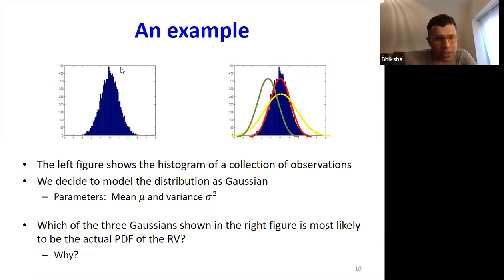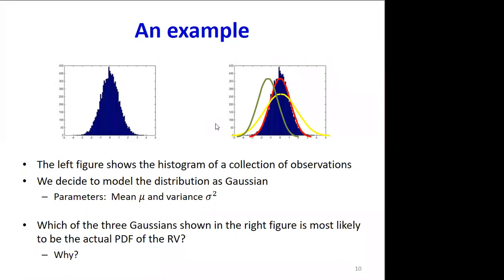Now, this distribution looks vaguely bell-shaped. If I were to decide that I'm going to model this distribution using a Gaussian, I have the choice of these 3 Gaussians, the yellow, the red, and the green. Which do you think best models this distribution? The red one, right?